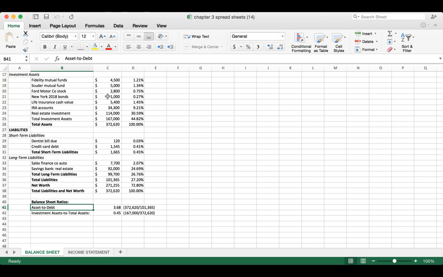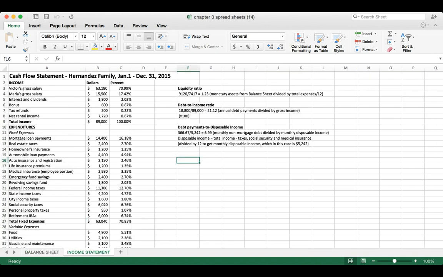Maybe they have so much invested right now because they're making up for retirement. Maybe they didn't start off saving very much or investing, and now they're trying to make up for it. So there could be a lot of different reasons for that. So anyways, those are a couple of balance sheet ratios.